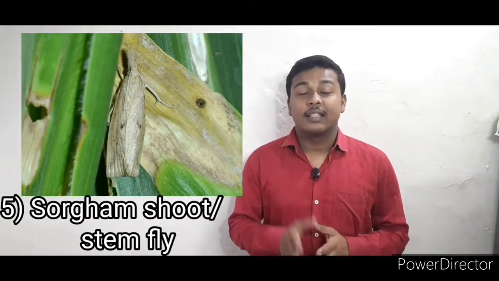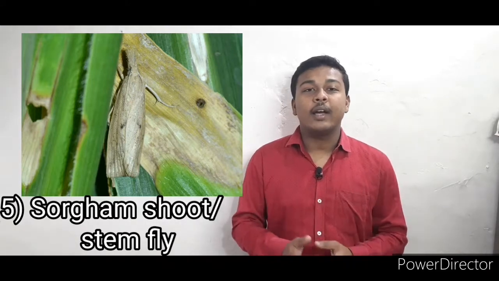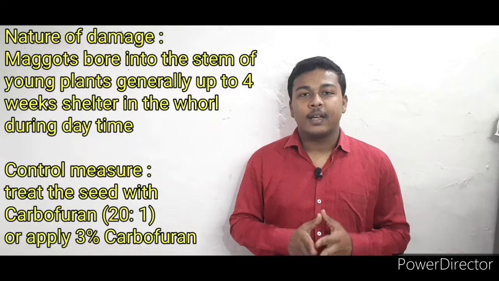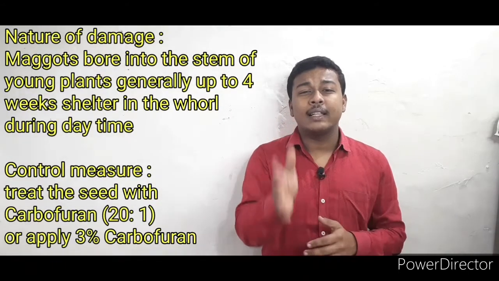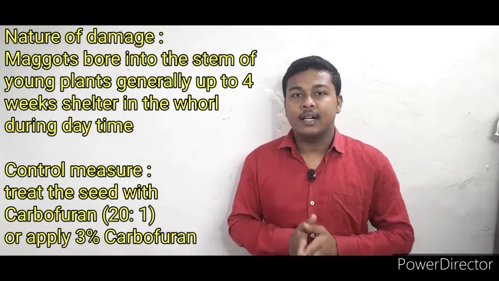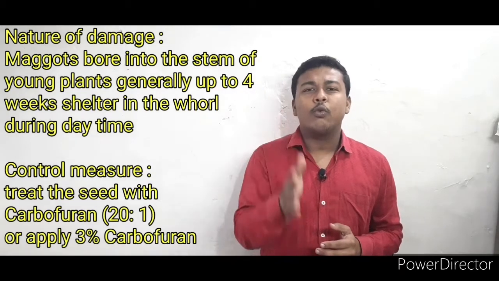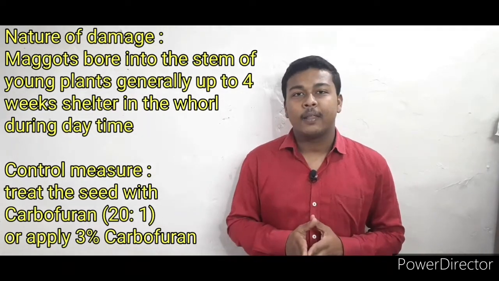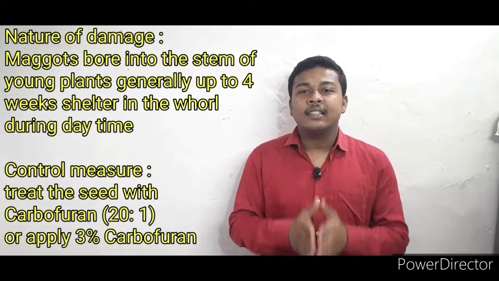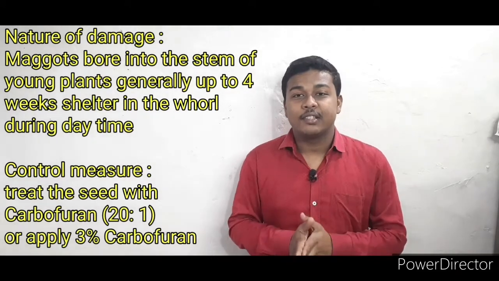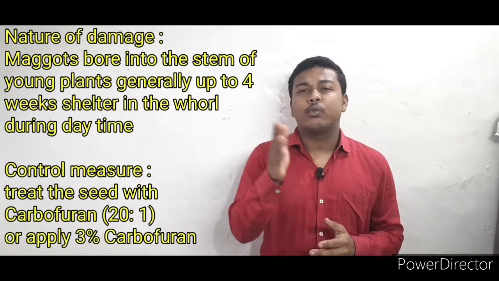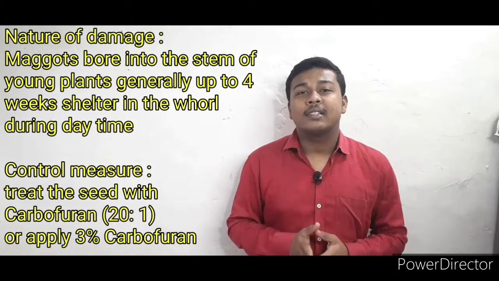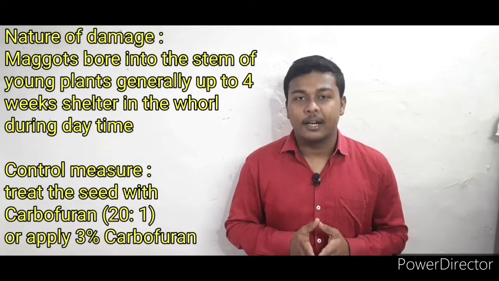Now the next pest that we are going to know is the sorghum shoot fly or stem fly. In this, the maggots bore in the stem of the young plants, generally up to 4 weeks, sheltering in the whorl during daytime. And to control this, treating the seeds with Carbofuran at the ratio of 20:1 or applying 3% Carbofuran can be done.